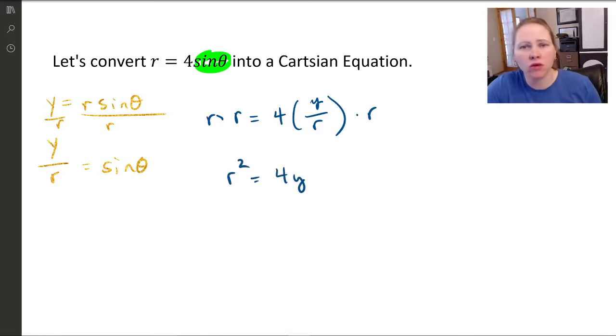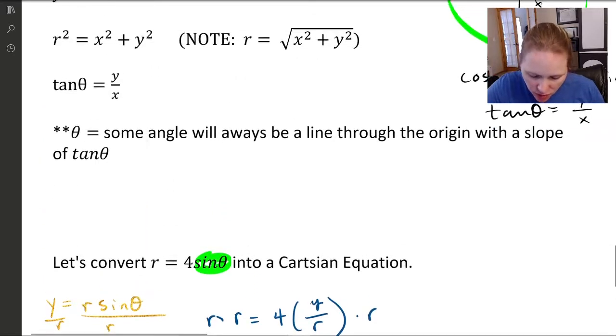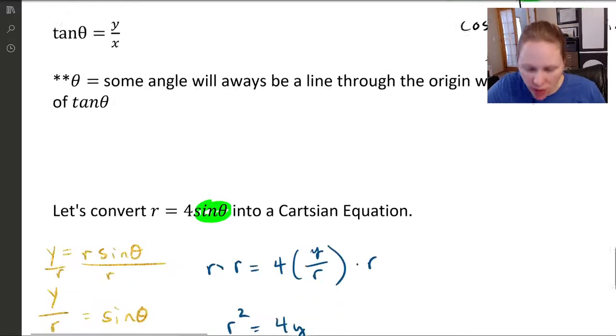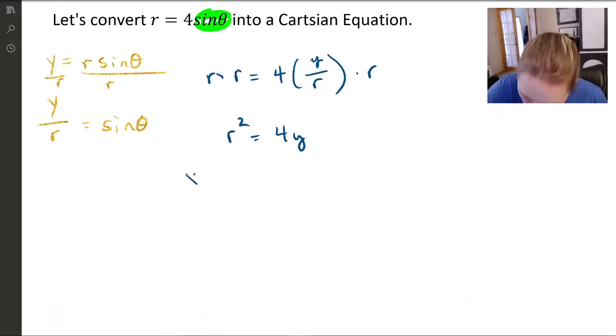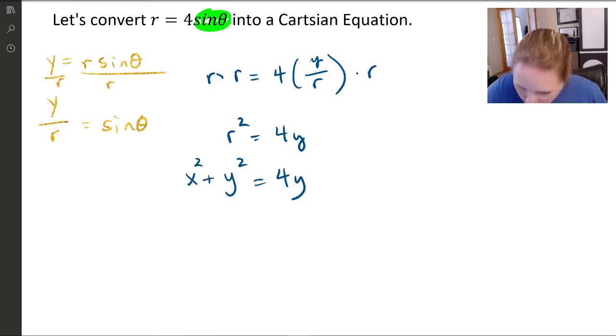Now remember, the whole goal of converting to a Cartesian equation is to get rid of r and theta and replace it with an equivalent version using x and y. So now I'm going to remember that r squared is simply x squared plus y squared. So this would create x squared plus y squared equals 4y. Probably some sort of, I would guess, an ellipse or some sort of shape here. I don't know. I'd have to kind of look at it.